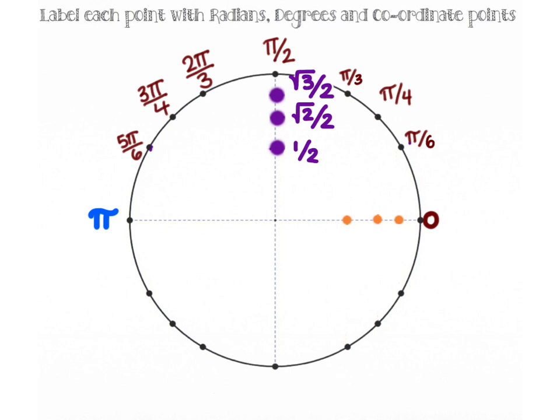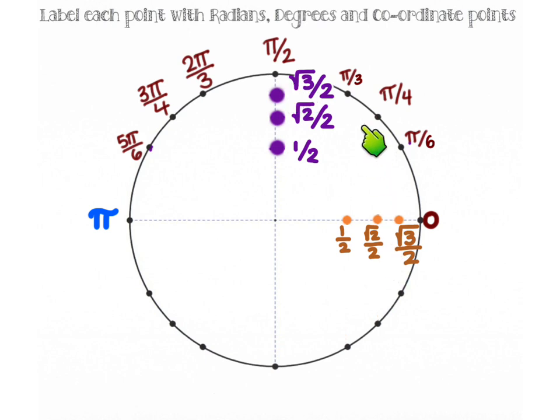And again, 1, 2, 3. 1/2, root 2/2, root 3/2. These are the sine values for these angles. So when I go straight over from pi over 6, the sine of pi over 6 is 1/2. The sine of pi over 4 is root 2 over 2. The sine of pi over 3 is root 3 over 2.